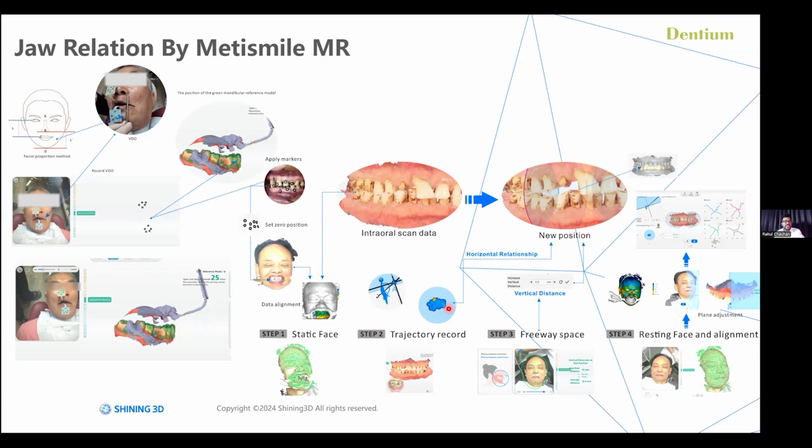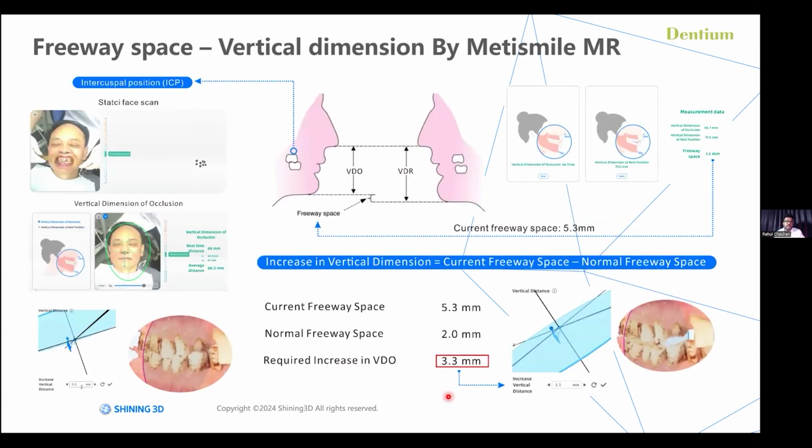And then for the vertical relation, you need to stick two stickers, one on the nose and the second on the chin side, and it will automatically capture the patient in the rest position. It will capture the rest position distance and then the maximum occlusion distance. So three measurements of rest position, three measurements of maximum intercuspation, and then the average of them. The software will take the average and give you the difference. So the vertical relation will be calculated from here.